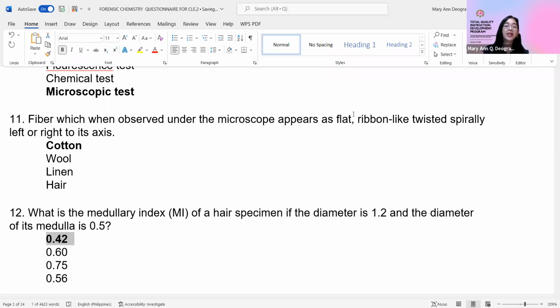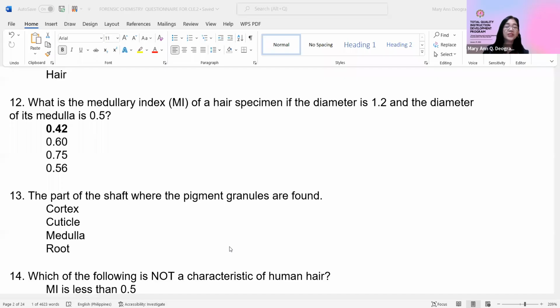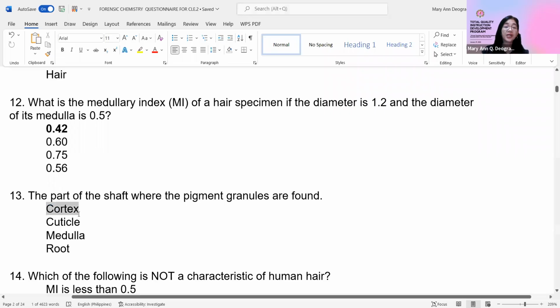All right. The part of the shaft where the pigment granules are found. Nandito yung tinatawag natin na melanin. So it is cortex. That's the thickest part of the hair where the chemical compound melanin is found. So melanin is that chemical compound which is responsible for the color of hair. So it's the thickest portion of the shaft.